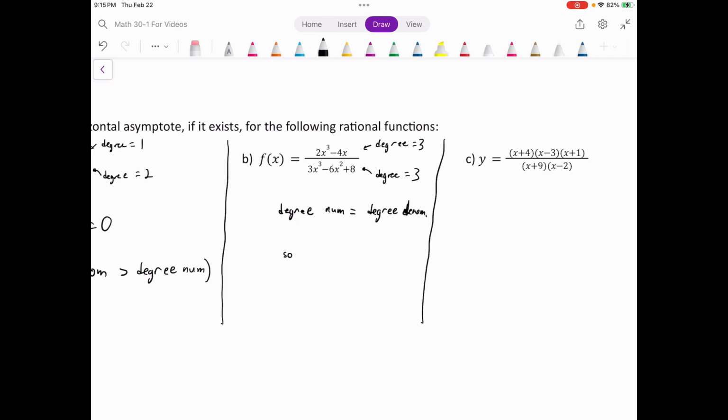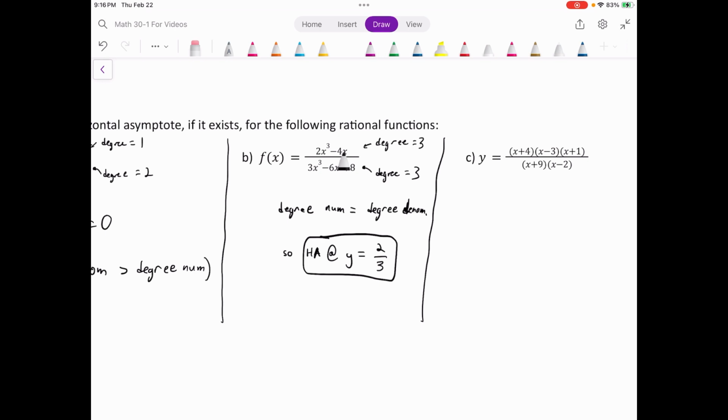So our HA will be at y equals the ratio of the leading coefficients. Well, that's just 2 over 3, or 2/3, right? And again, folks, when in doubt, put in really big values of x and see what y approaches. Here you'll see that it approaches 0.6667. The bigger you make x, the closer it gets to being 0.667.